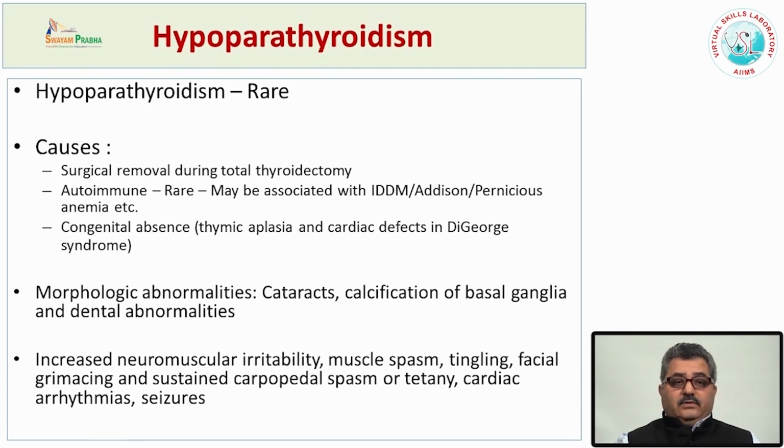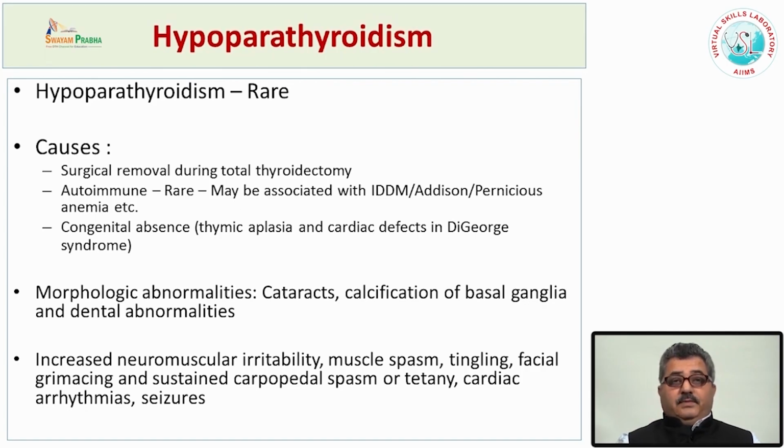The other rare causes are autoimmune diseases and some congenital diseases. In autoimmune diseases, there is one syndrome characterized by hypoparathyroidism, primary diabetes mellitus, Addison disease, and pernicious anemia. In the congenital type, as we know, the parathyroid glands develop from the pharyngeal arch. The thymus also develops from these pharyngeal arches, so there are some congenital defects, and one of the syndromes is known as DiGeorge syndrome, where there is congenital absence of the thymic gland and there are some cardiac defects.